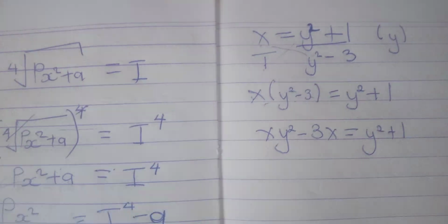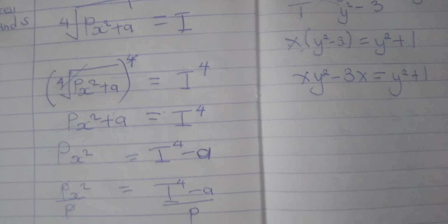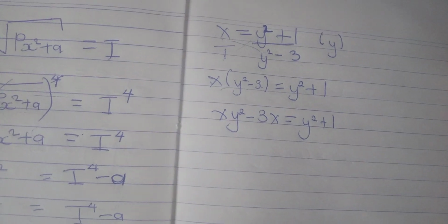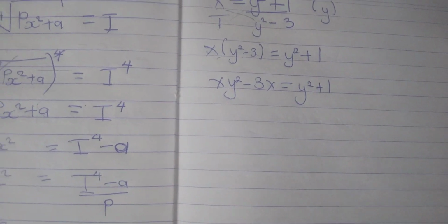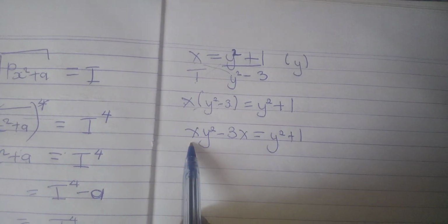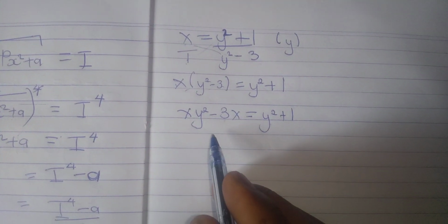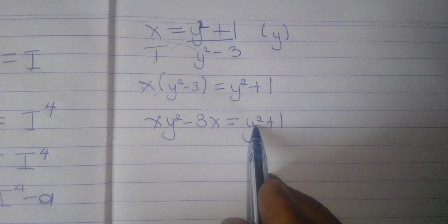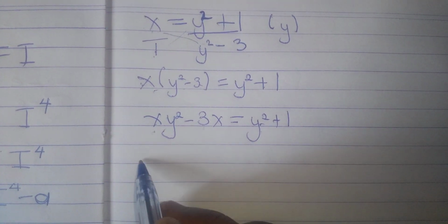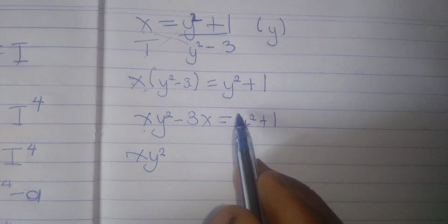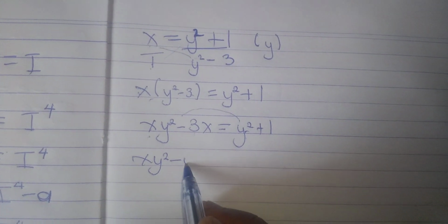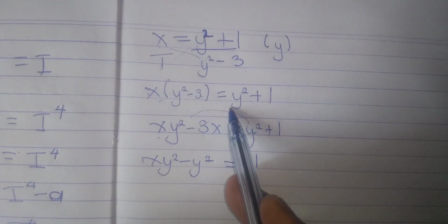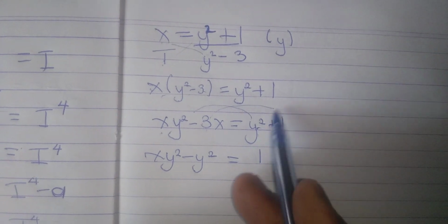You remember they told us to make y the subject of the formula, and I'm seeing two aspects containing y with degree 2, that is y squared. So I have to make sure I put those y squareds together. How? Bring this side and take this the other side. Make sure whenever any element is crossing the equal sign, it changes the sign. So this y squared crossing this side becomes a negative. So it becomes xy squared, I bring this, it becomes minus y squared equals 1. Then I will take this negative 3x to this side, it becomes a positive 3x.